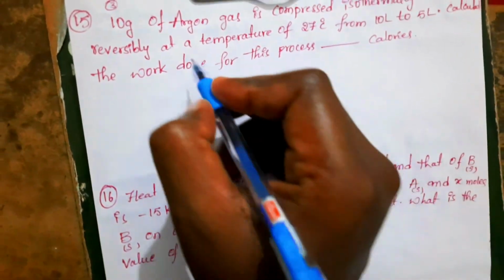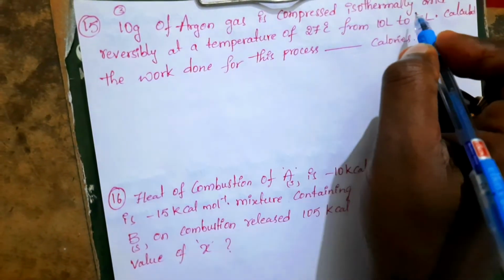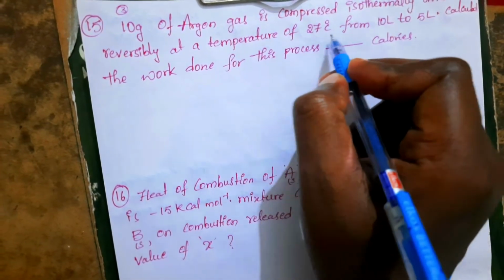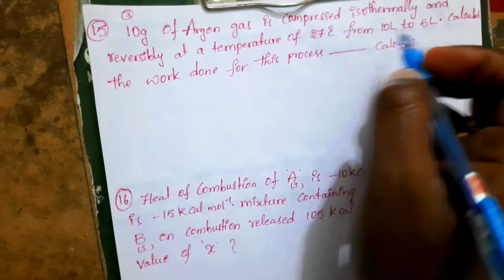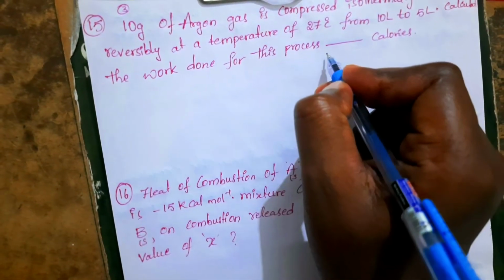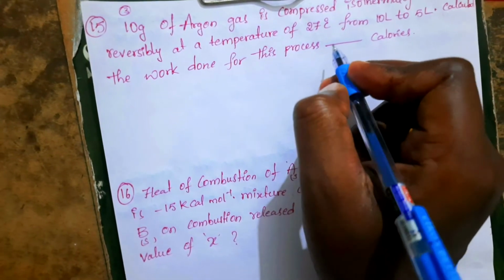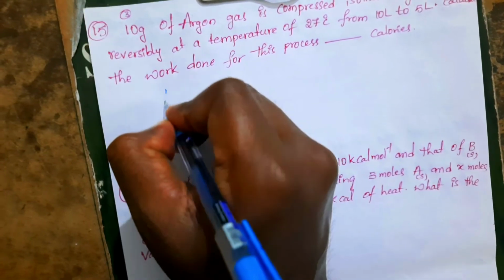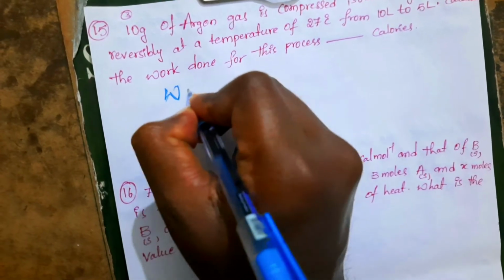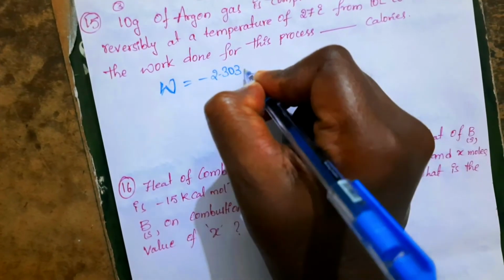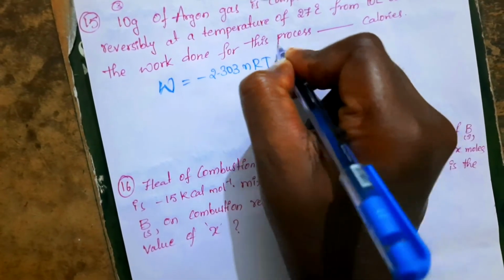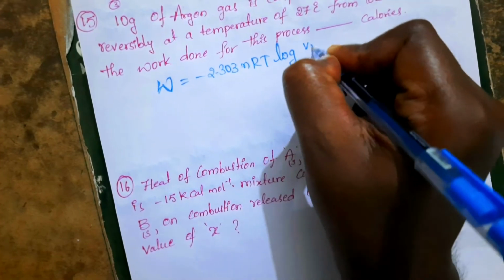Now next one. 10 grams of argon gas is compressed isothermally and reversibly at a temperature of 27 degrees Celsius from 10 liter to 5 liter. Calculate work done for this process in calories, they are asking. So work done will be, similar model we had seen, minus 2.303 nRT log of V2 by V1.